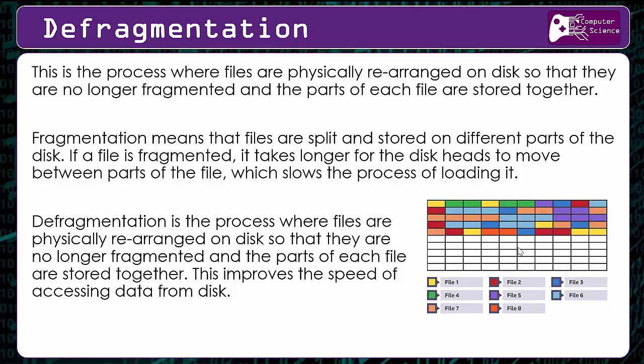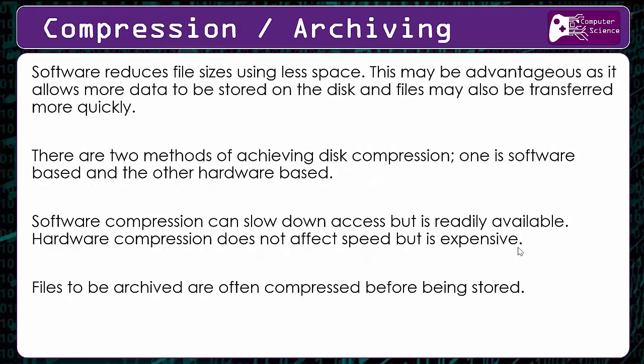So as it says there, if a file is fragmented, it takes longer for the disk heads to move between the parts of the file, which slows down the process of loading it. If they're all together, it speeds that up. Compression or archiving, this is where software reduces the file sizes so that they use less space. The good thing about that is that it allows more data to be stored on the disk, and you might also then be able to transfer them more quickly if you're copying and pasting into a new directory or something like that.